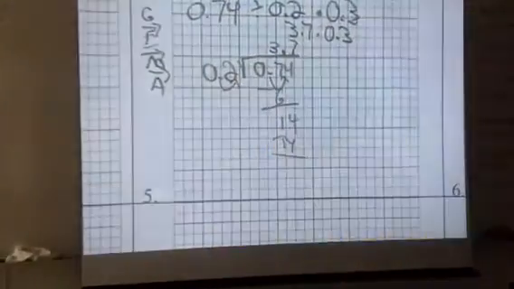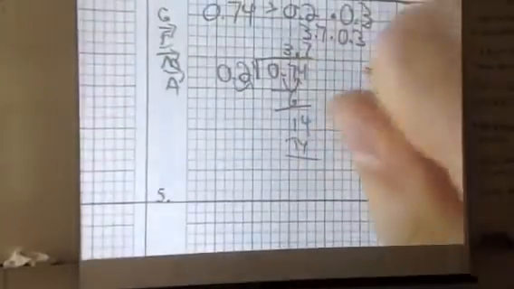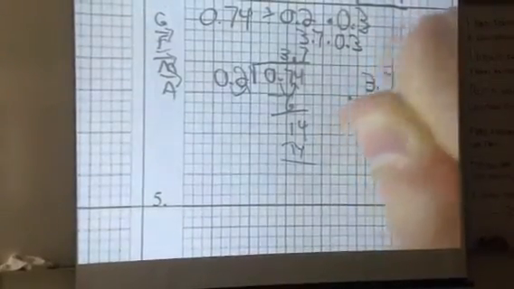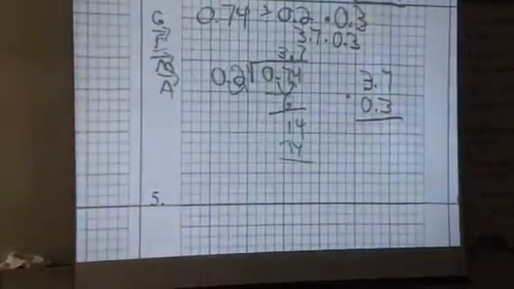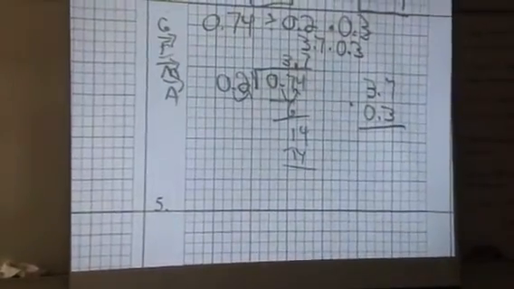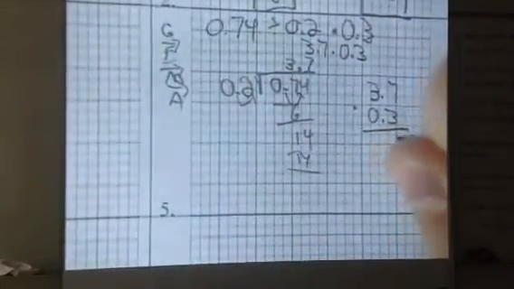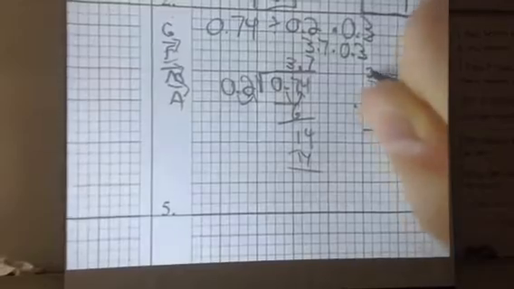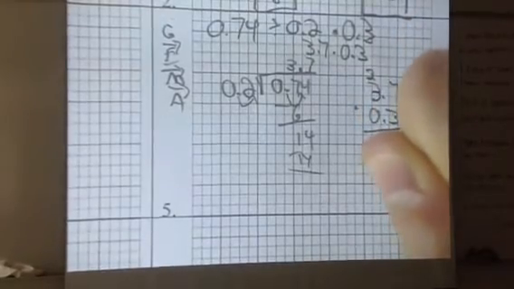So I'm just dividing and multiplying from the left to the right. 3 and 7 tenths times 0 and 3 tenths. Okay? So let's multiply this out. Remember, let's multiply this out. I've got 7 times 3, which gives me 21. I carry my 2. 3 times 3 is 9, plus 1 is 11.